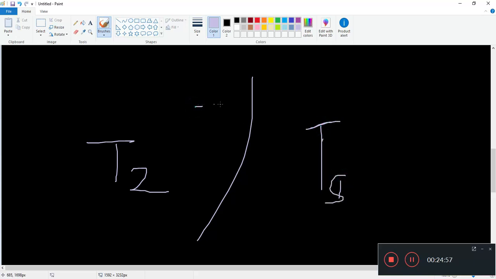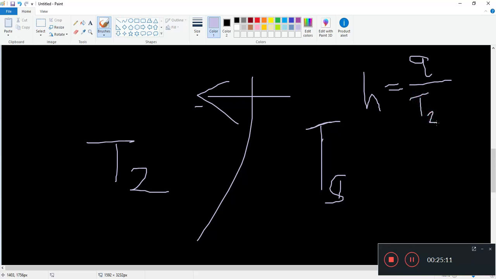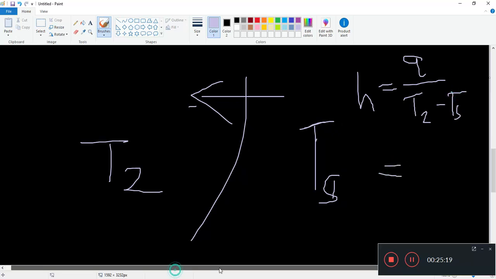And what is going on here? We have the heat flowing from the solid to the fluid. So the heat transfer coefficient equals Q over T2 minus Ts. This is the fluid temperature. So T2 is greater than Ts. So T2 is about 300, then the solid surface is about 490 something.